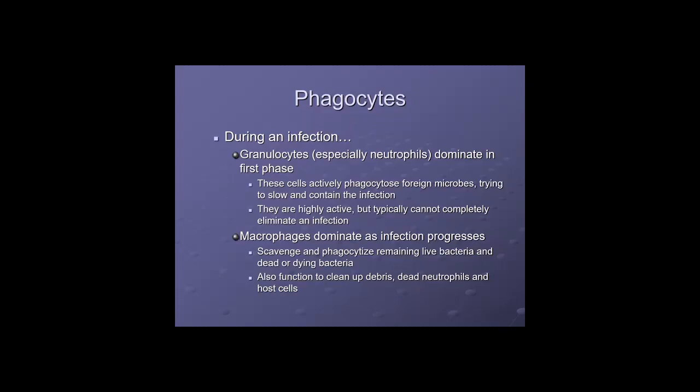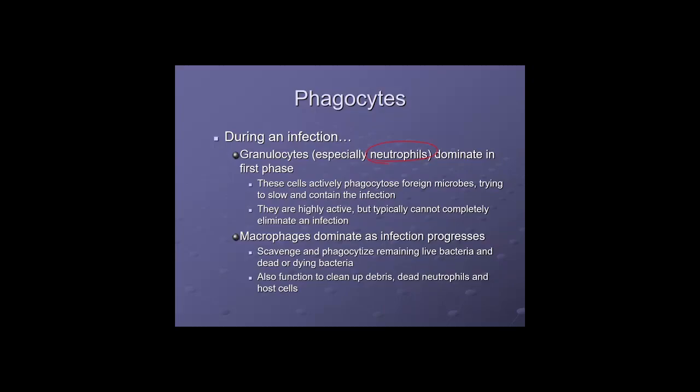You get a cut and microbes start pouring in. You are going to see granulocytes, in particular neutrophils, dominating in the first phases. Yes, there will be a few macrophages there, those that were in fixed tissue, and a couple that would be nearby, that will be called in by the initial macrophage. However, the vast majority of cells that are going to respond are the granulocytes. And you're going to see a huge portion of those being neutrophils.